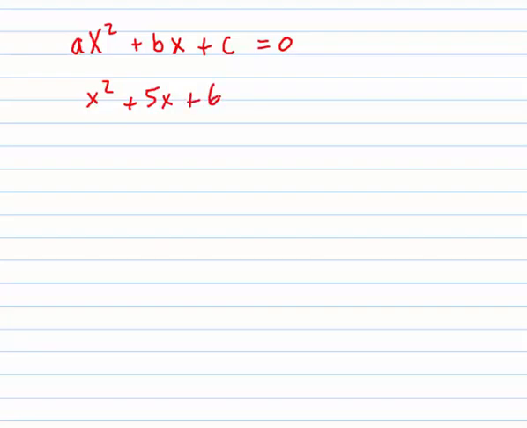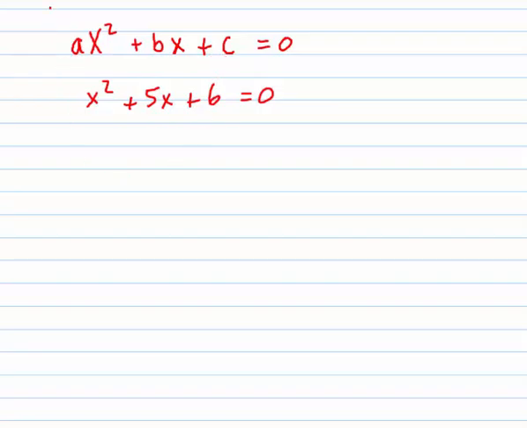Okay, the general quadratic equation is ax squared plus bx plus c is equal to 0. For example, we could have x squared plus 5x plus 6 is equal to 0. Here a is 1, here b is 5, and here c is 3.